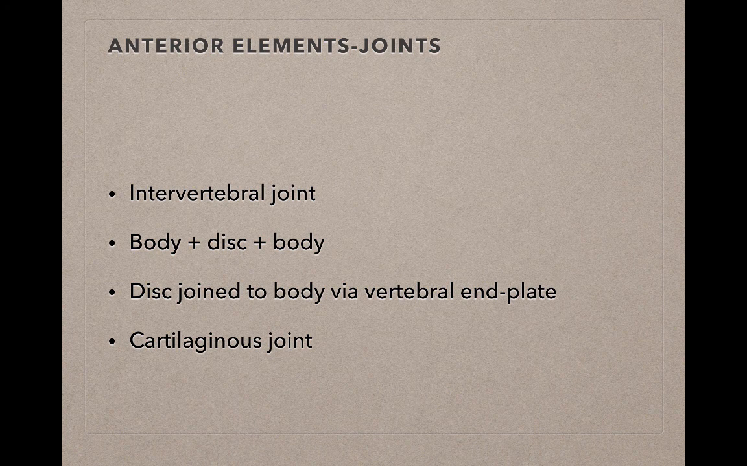So the discs are firmly attached to the vertebral bodies via the vertebral end plates. This hyaline cartilage plate merges with the annular fibers and with the vertebral bodies and makes a very firm connection. This is a cartilaginous joint, and it allows some movement between the vertebral bodies in various directions.